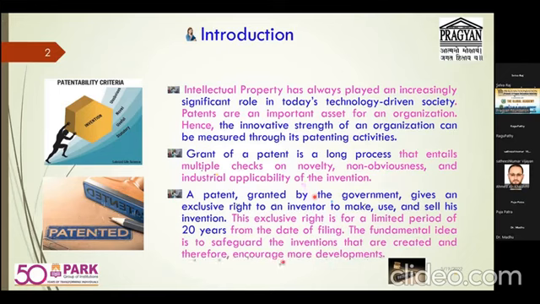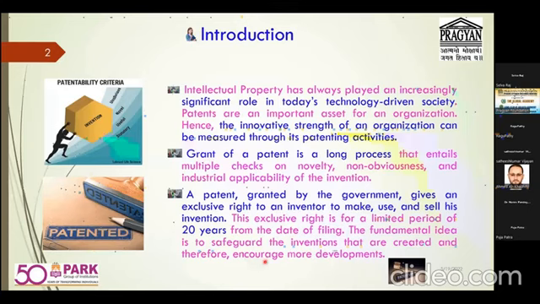Also, a patent granted by the government gives an exclusive right to an inventor. Inventor means basically any natural person. For example, I'm going to find some inventions which are patentable, so I am the inventor. The inventor makes some inventions, and normally for a limited period of 20 years, the invention should be protected by me.